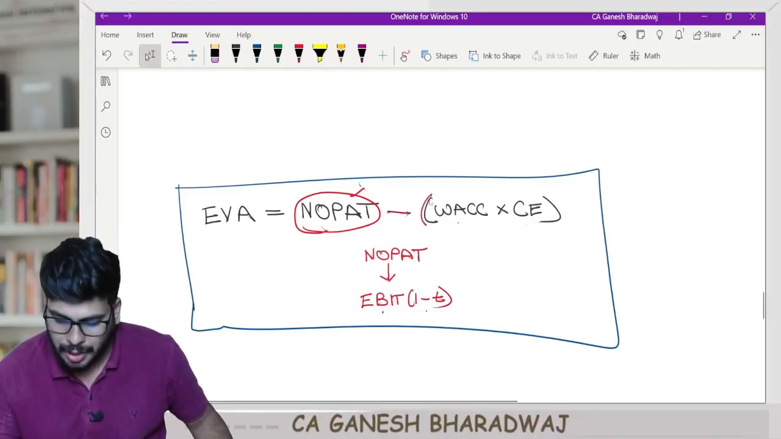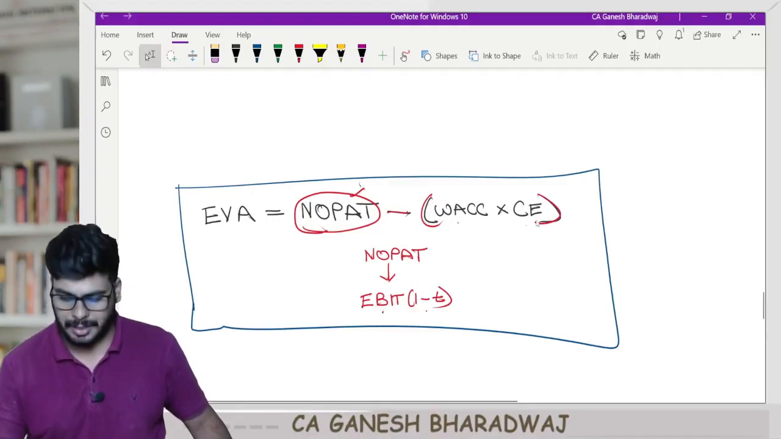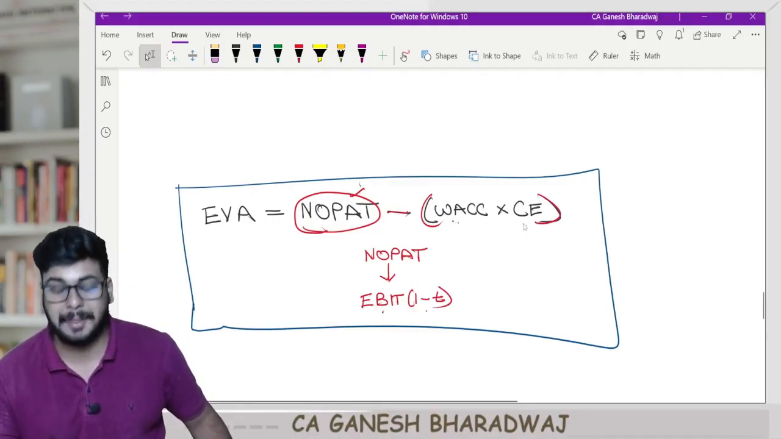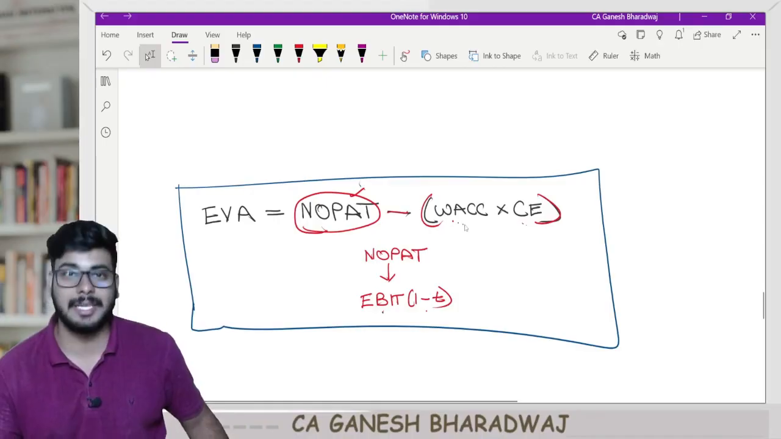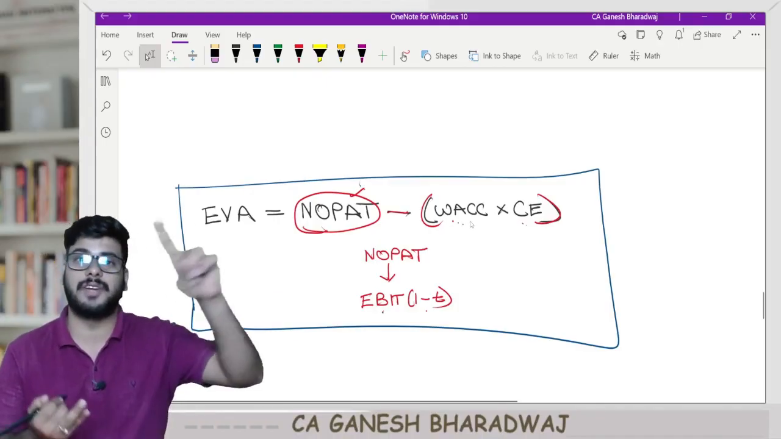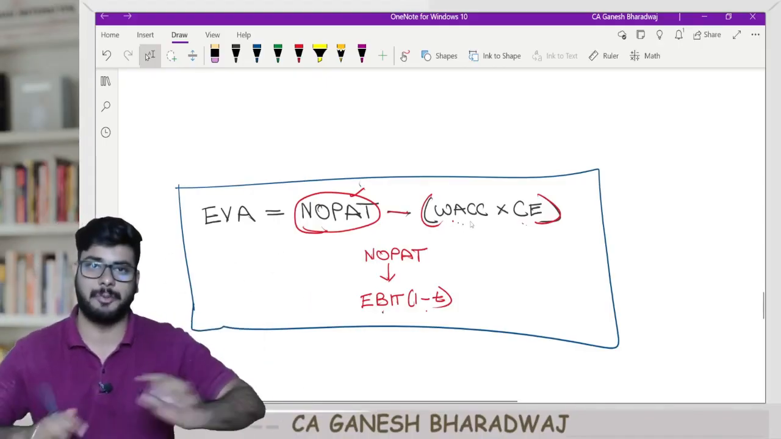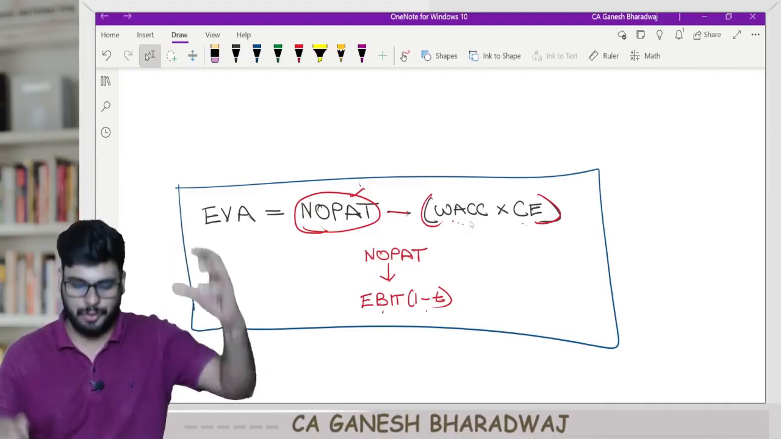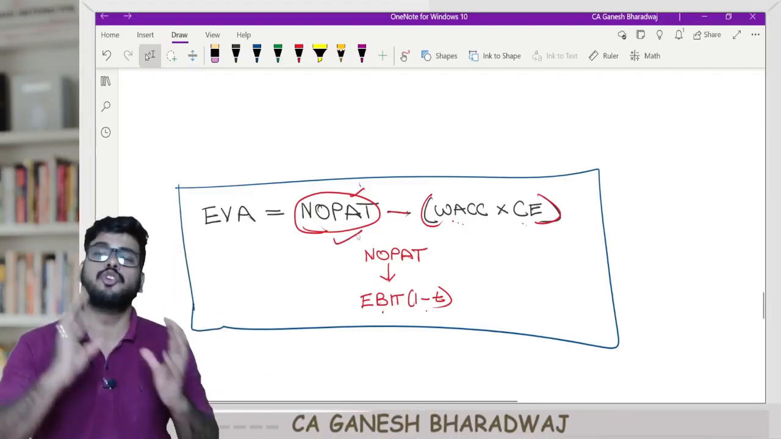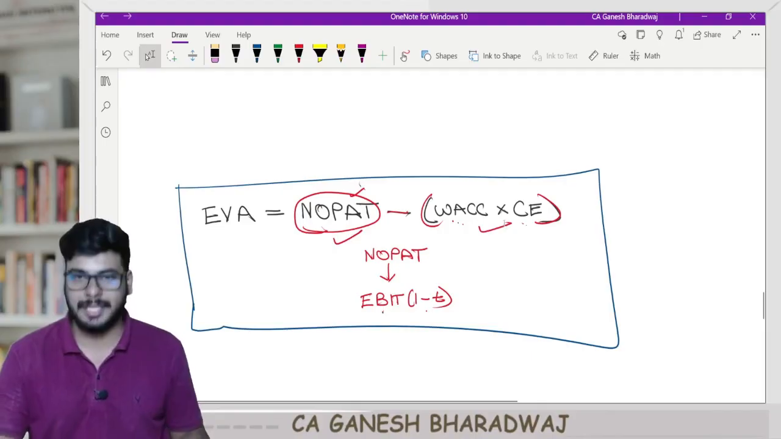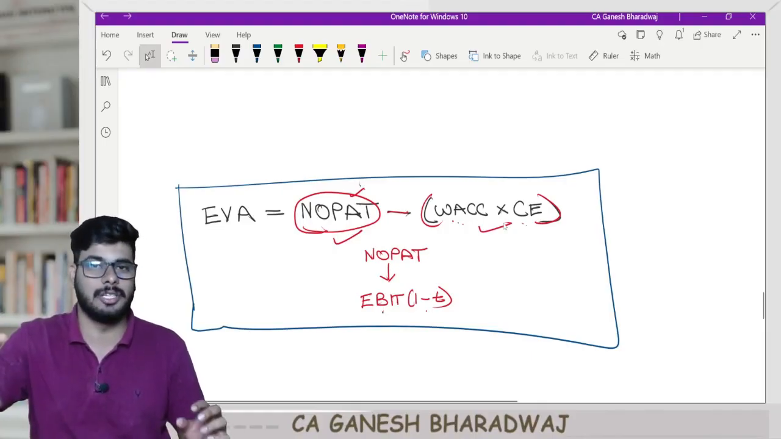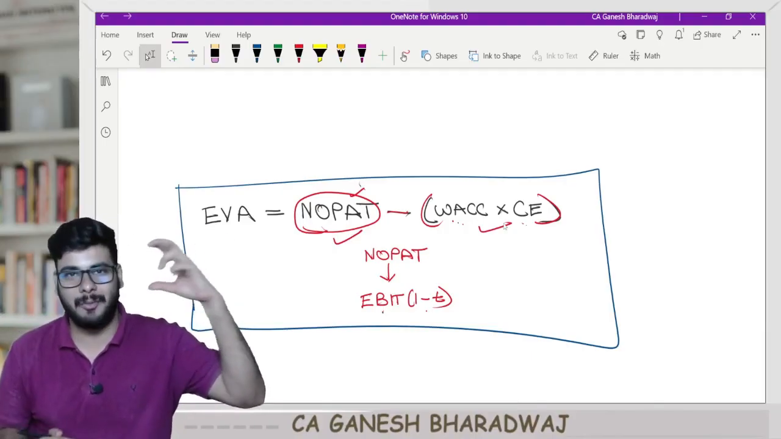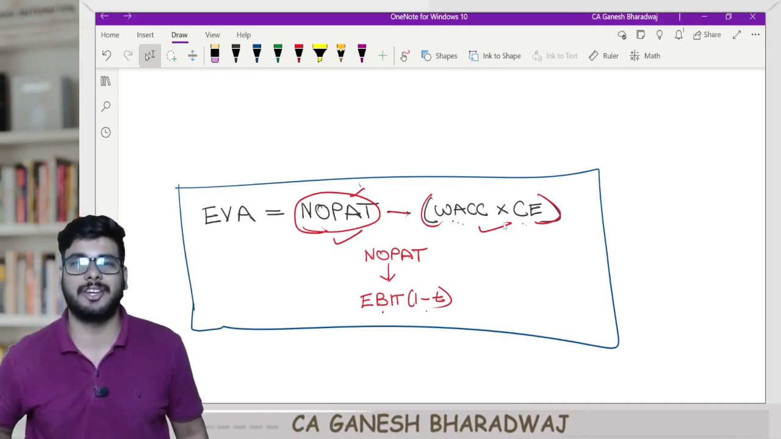From that, you reduce the cost of all the sources of finance, that is weighted average cost of capital into capital employed. Basically, this will cover what? Your cost of debt, cost of equity, if there is preference, cost of preference, everything. So now clearly, this is the amount you have for all the sources of finance minus the cost incurred with all the sources of finance. So how much extra amount you have? That is called economic value added.